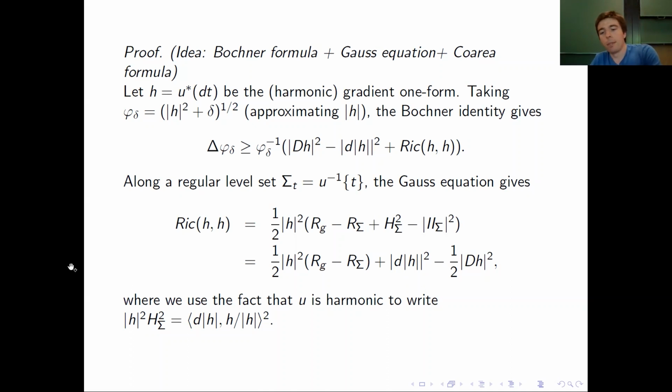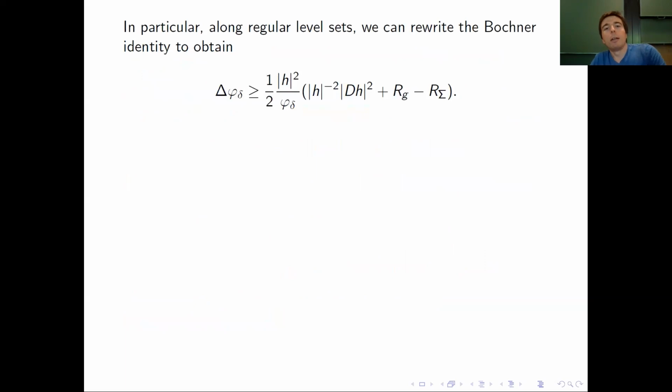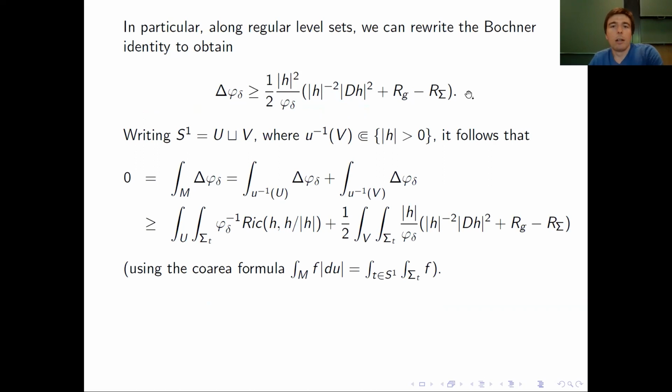All right, so now we're going to play around with this a little more. And so rewriting our Bochner formula, we arrive at the following. Okay, so now we have this Hessian squared term plus ambient scalar minus intrinsic scalar. Okay, so now we have to be a little bit careful. So this holds along regular level sets. We want to somehow integrate over all fibers, right?